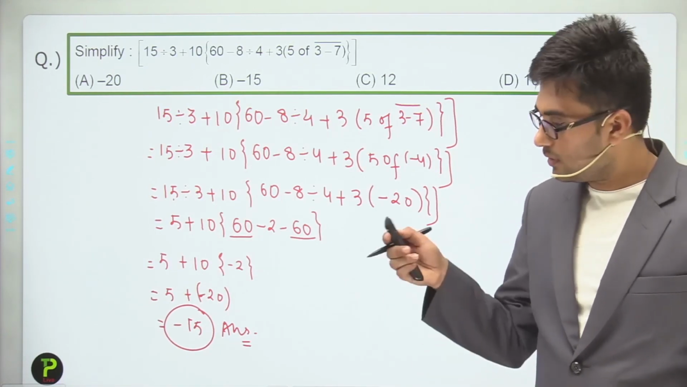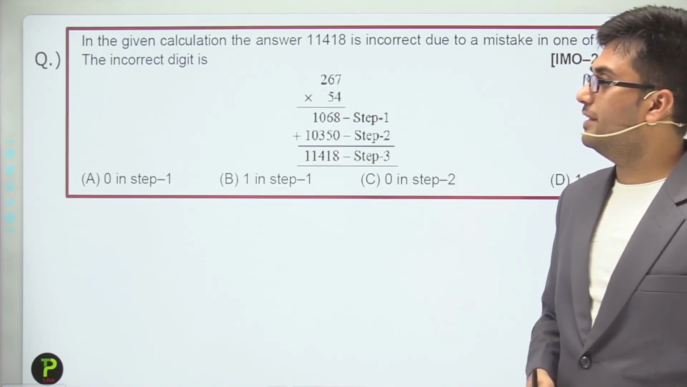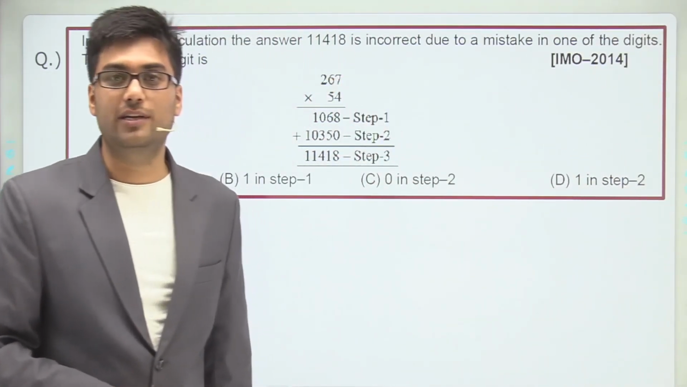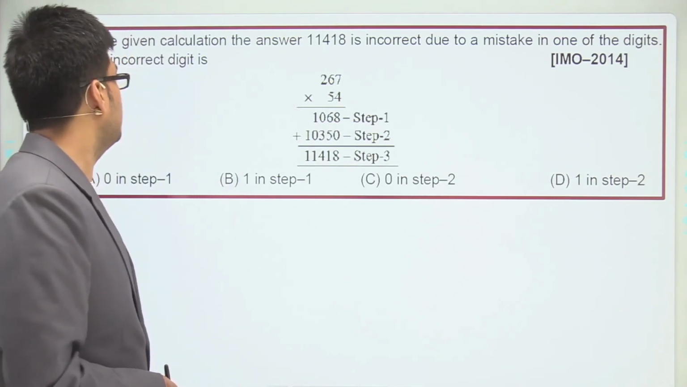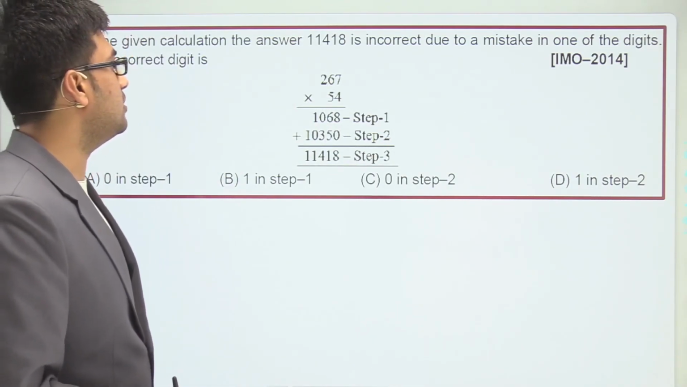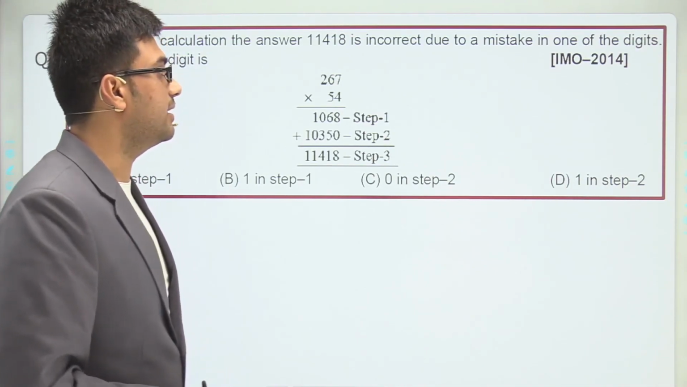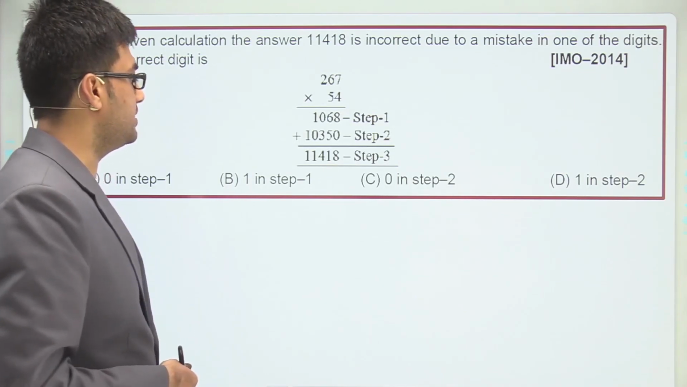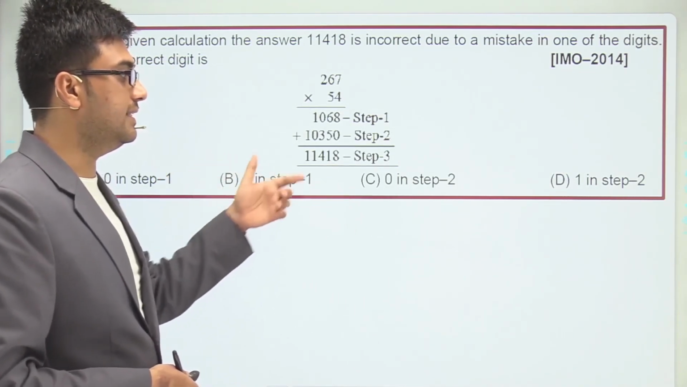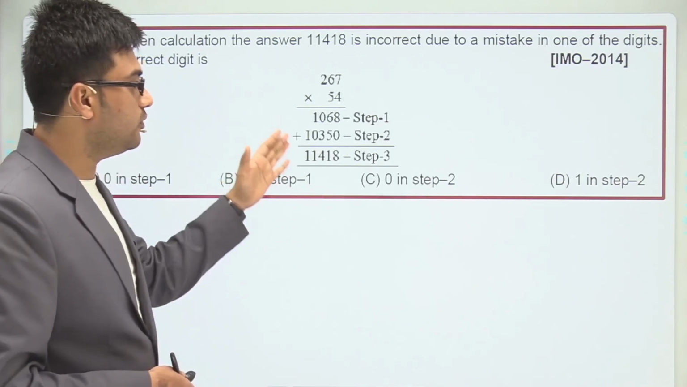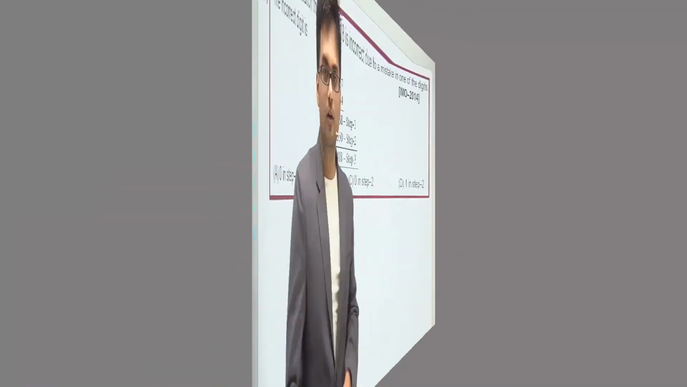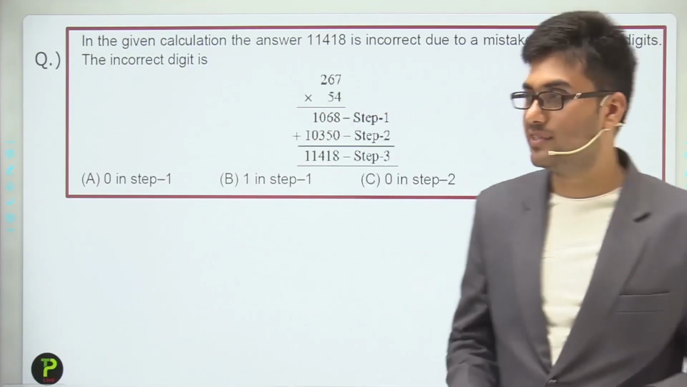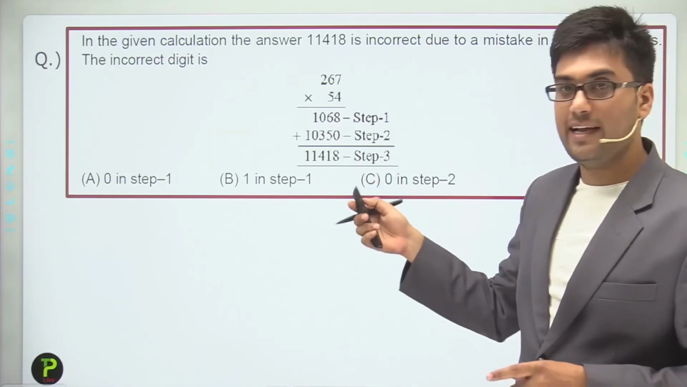Clear? Now students, after this, let's solve this question. This question was asked in IMO 2014. So here we have, in the given calculation, the answer of 11418 is incorrect due to a mistake in one of the digits. The incorrect digit is, in the options we have the digit and steps mentioned. So we have to check this and find the correct answer. So students, this is your homework question. You can solve this question yourself. Okay, so let's try it yourself.